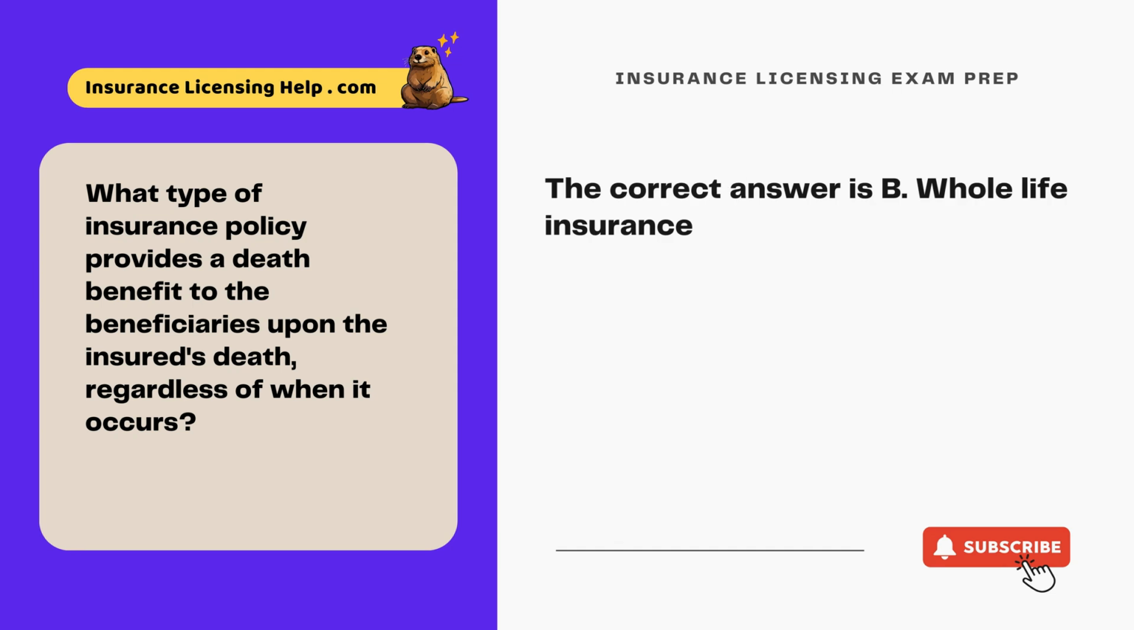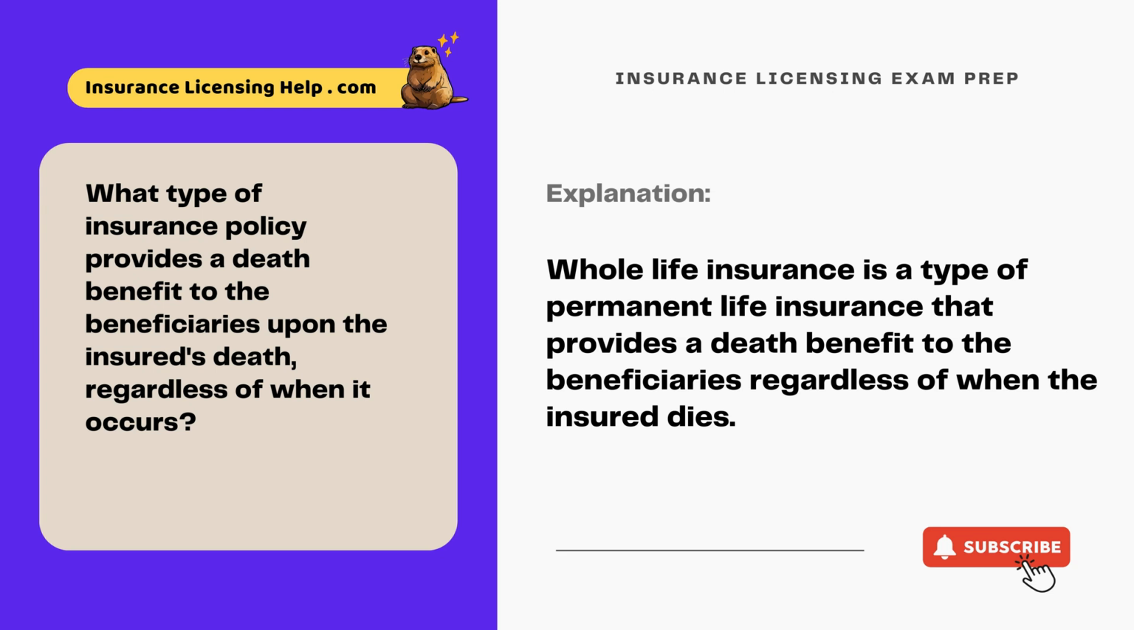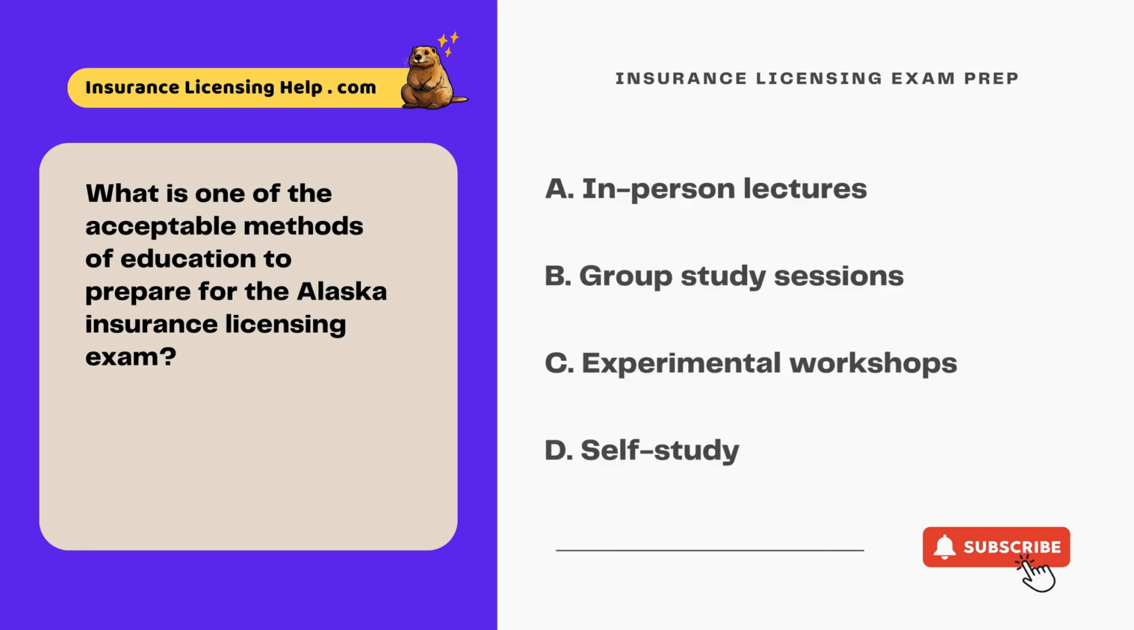Whole life insurance. Whole life insurance is a type of permanent life insurance that provides a death benefit to the beneficiaries regardless of when the insured dies. What is one of the acceptable methods of education to prepare for the Alaska Insurance Licensing Exam? A. In-person lectures. B. Group study sessions. C. Experimental workshops. D. Self-study.